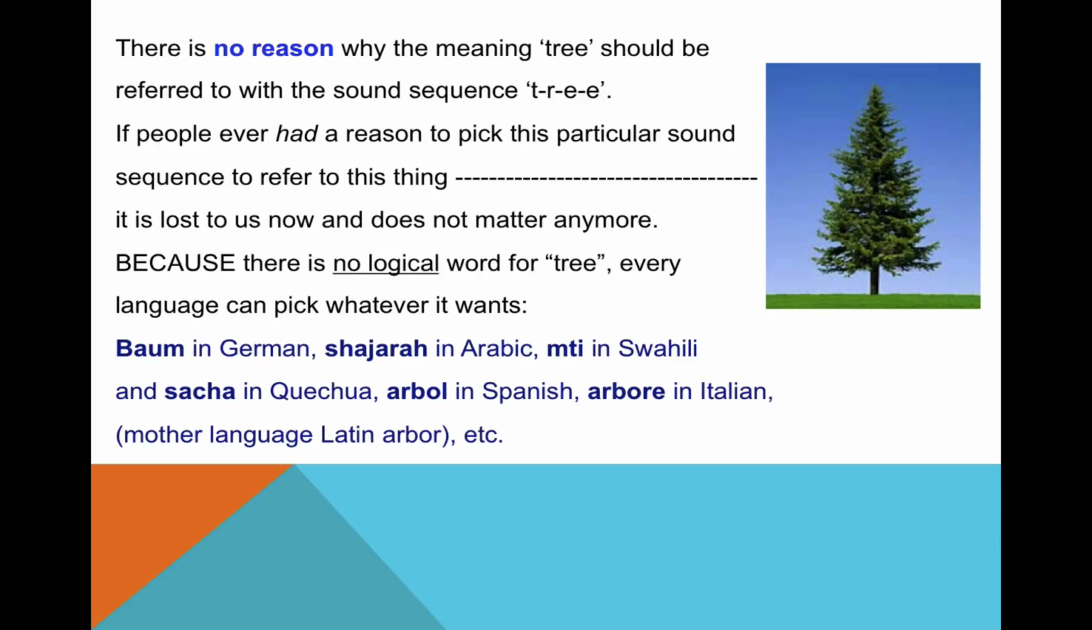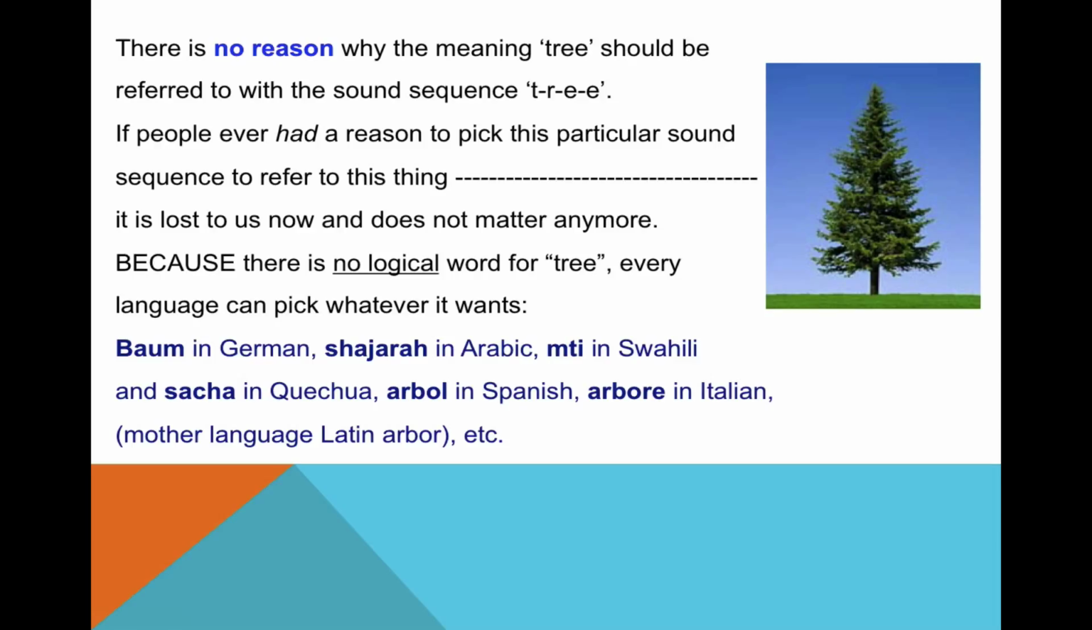It's not logical to call this thing a tree. You could call it Steve if you wanted, okay? So in German, a tree is Baum. In Arabic, it's Shajara. Don't hold me to the pronunciation. It's Mti in Swahili. It's Sacha in Quechua, a South American language. It's Arbol in Spanish. It's Albero in Italian.